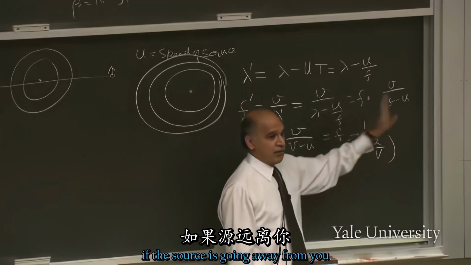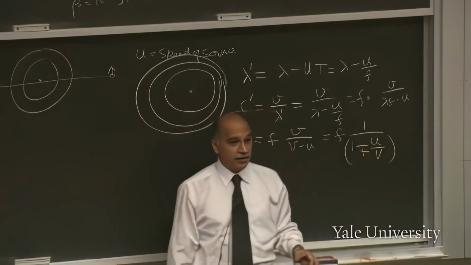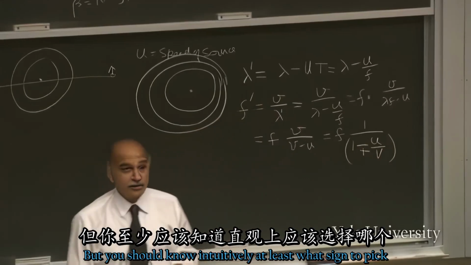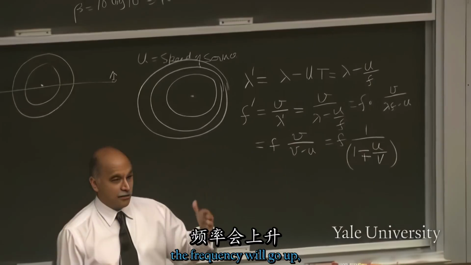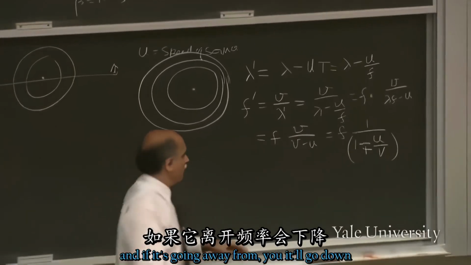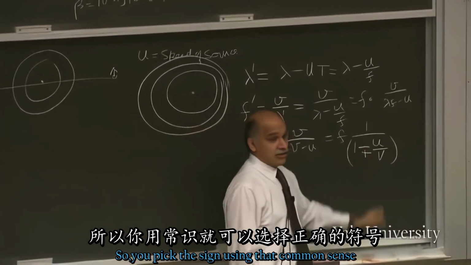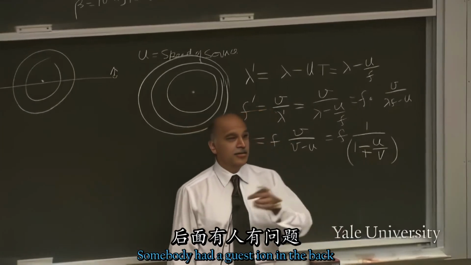If the source is going away from you, you use the plus sign. But you should know intuitively at least what sign to pick. You got to know if the source is coming towards you, the frequency will go up, and if it's going away from you, it will go down. So you pick the sign using that common sense. Somebody had a question in the back?